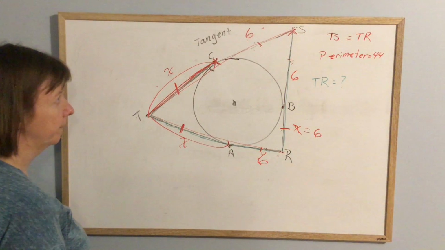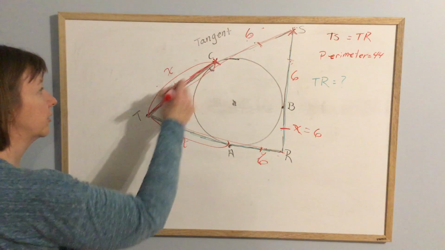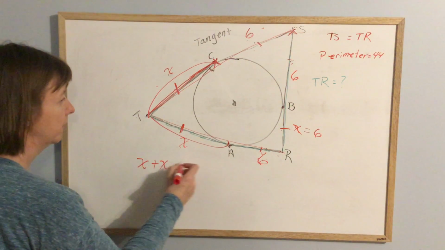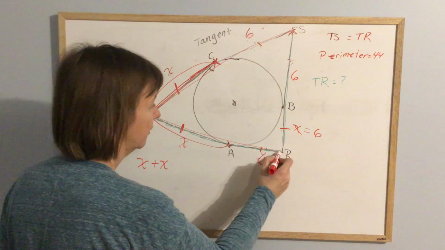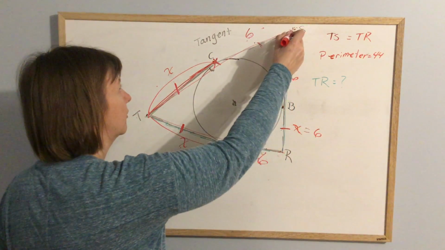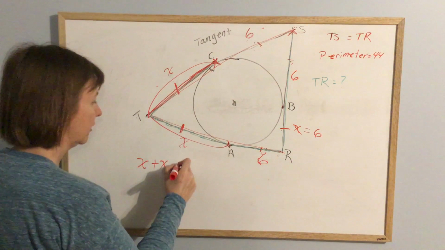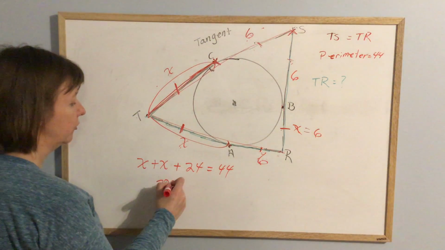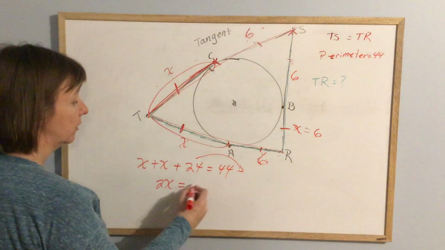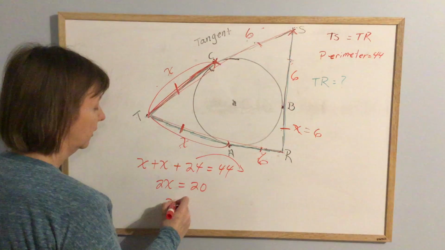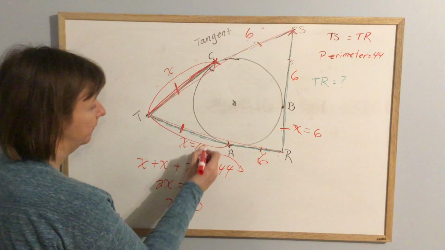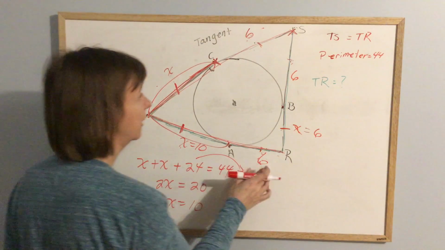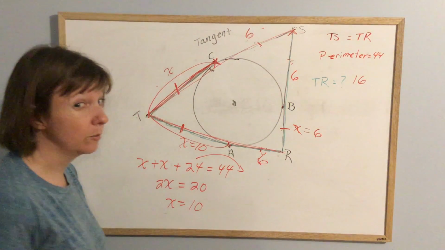Huh. So I have from here to here, that's x. I have from here to here, that's also x. I have this, which is 6, this, which is 6, this, which is 6, and this, which is 6. So that is a total of 24. That has to equal 44. So I have 2x. If I move this over here, 2x is equal to 20. So x is equal to 10. And so the length of this line from T to R is 10 plus 6, which is 16. Wow, that's not fun.